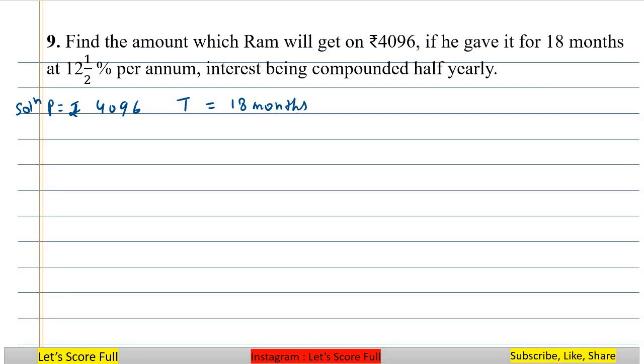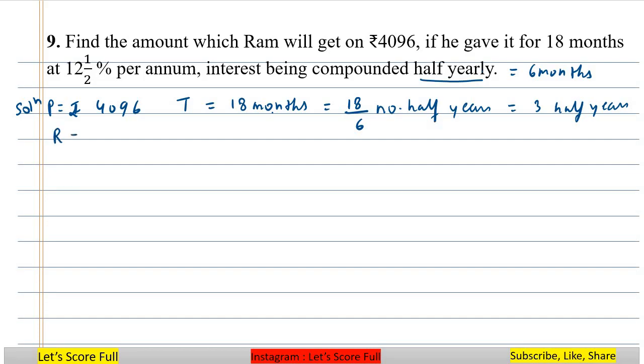Now see the compounding period at the end, they say half yearly. So we need to convert that into the number of half years. Time is given in months. In half year, we know half year means 6 months, right? So if I divide this, 18 divided by 6 will give you the number of half years. Correct? 18 months divided by 6 months, that is 3 half years, right? Why have we done this? Because the compounding period is half yearly.